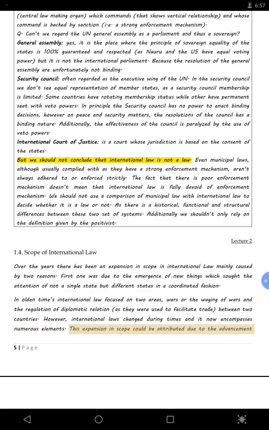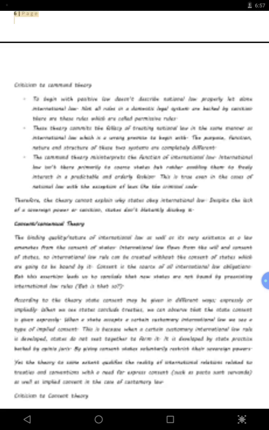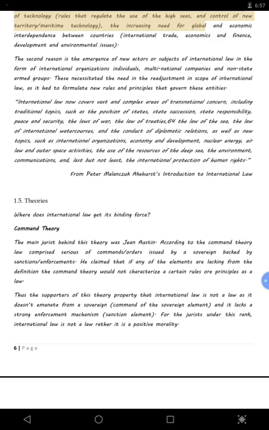This expansion in scope could be attributed to the advancement of technology, rules that regulate the use of the high seas and control of new territory, maritime technology, the increasing need for global and economic interdependence between countries, international trade, economics and finance, development and environmental issues. The second reason is the emergence of new actors or subjects of international law in the form of international organizations, individuals, multinational companies and non-state armed groups. These necessitated a readjustment in the scope of international law, as it had to formulate new rules and principles that govern these entities.